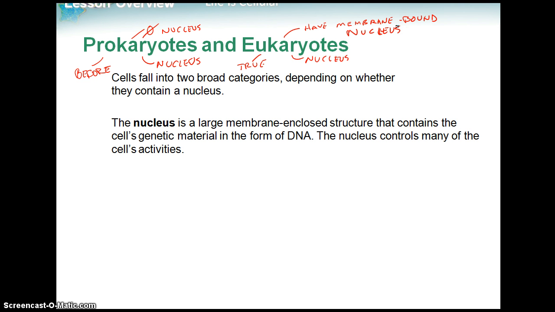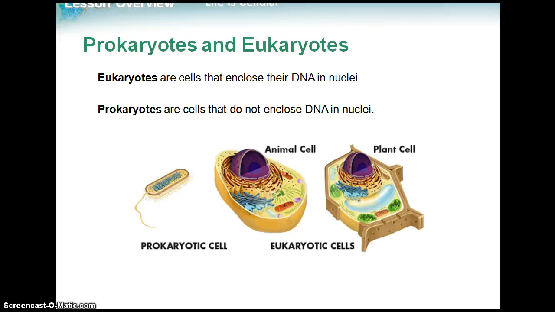All right. A nucleus is just a large structure that contains the cell's genetic material. You can basically think of the nucleus as the brain of the cell, or the epicenter of the cell. It's going to control many of the cell's activities. All right, so eukaryotes are those cells that enclose their DNA in a nucleus. Prokaryotes do not, and we can see that in the picture here.